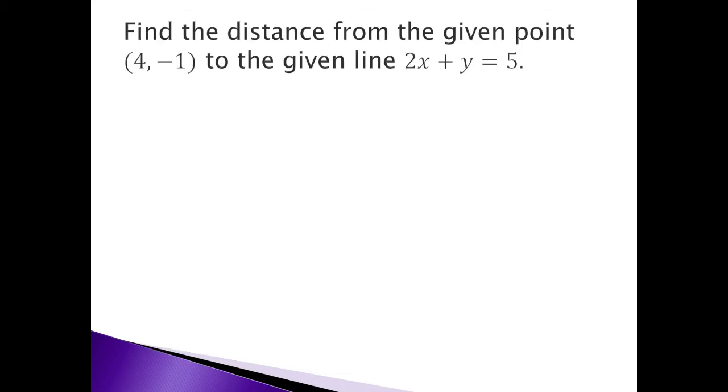Find the distance from the given point 4, -1 to the given line 2x plus y equals 5. This point is x1, y1. The line we first have to put in general form, so we need to rewrite it as 2x plus y minus 5 equals 0. Then we know that a equals 2, b equals 1, and c equals -5.